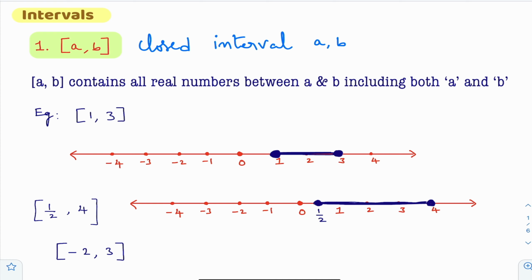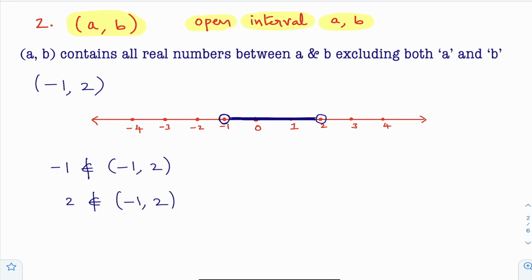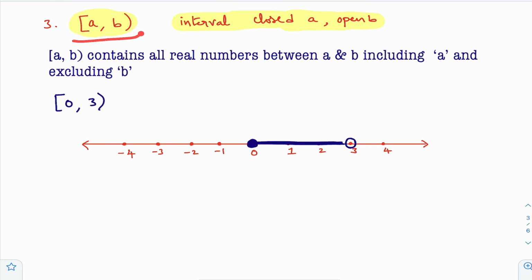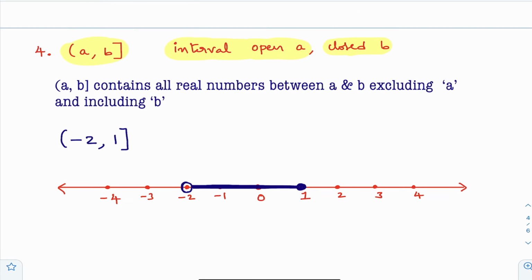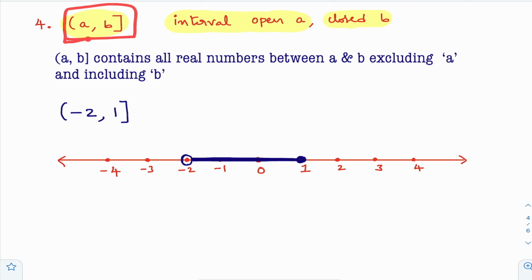So, what is the first interval? By seeing this interval, you need to know first how we read this. We read it as closed interval A comma B. We read it as open interval A comma B. We read it as the interval closed A, open B. We read it as the interval open A, closed B.